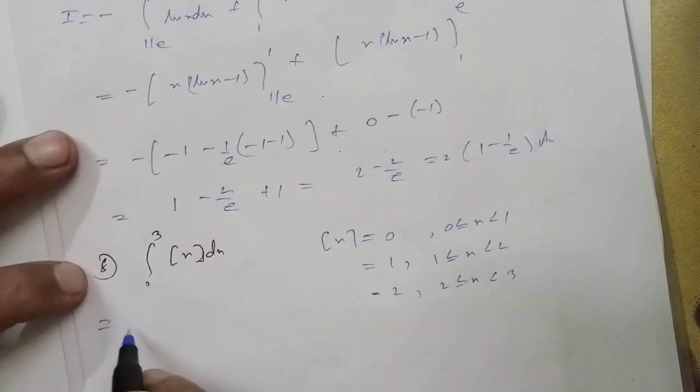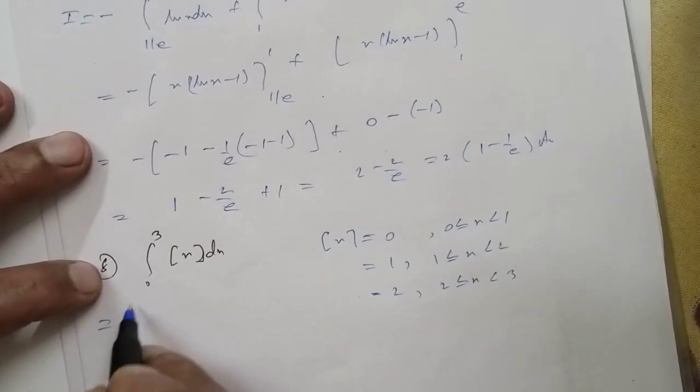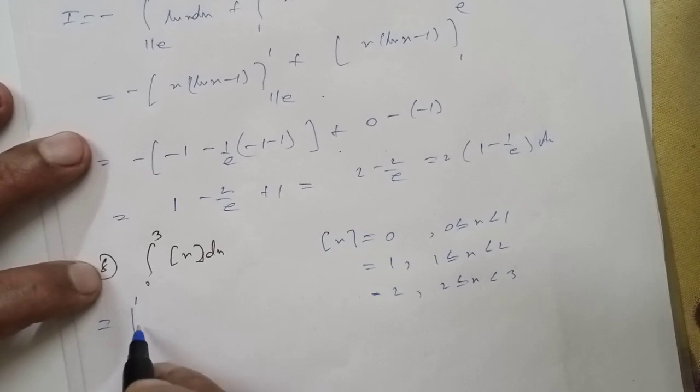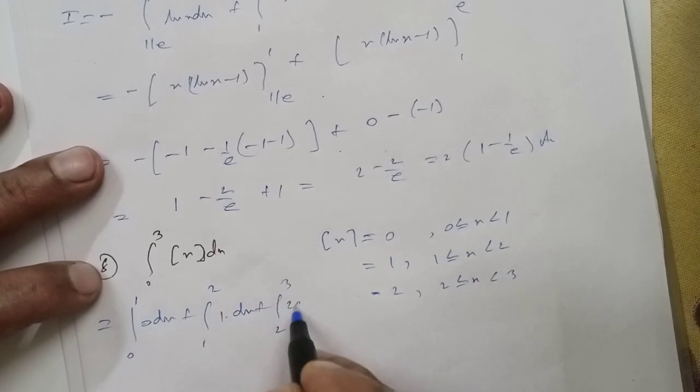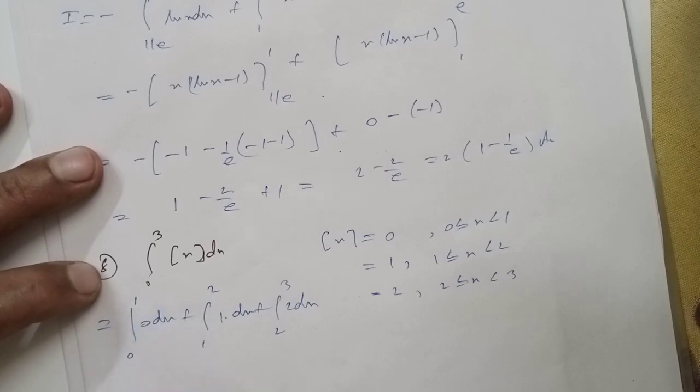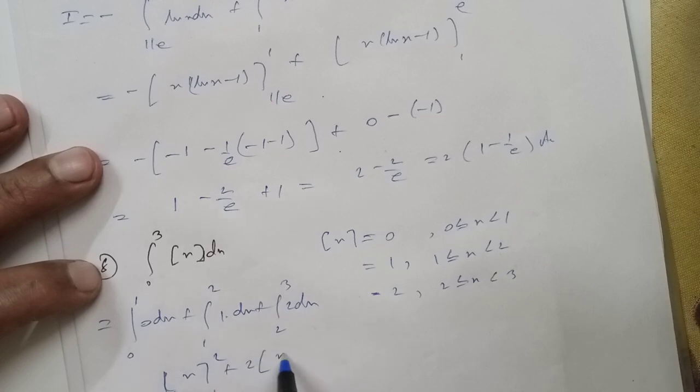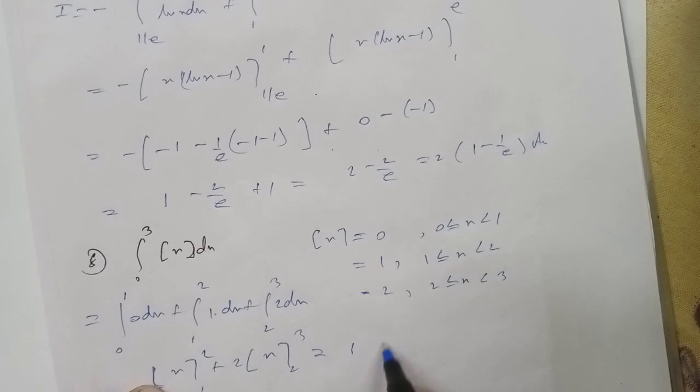Okay. So now split it as 0 to 1, this is 0 dx; 1 to 2, 1 dx; then 2 to 3, 2 dx. This portion vanishes. This is x from 1 to 2 plus 2 into x from 2 to 3. So you get 2 minus 1, which is 1, plus 2 into (3 minus 2), that is 2. So your answer is 3.